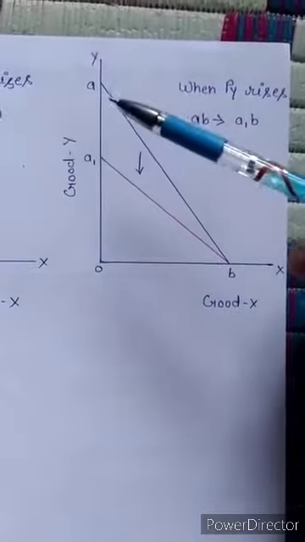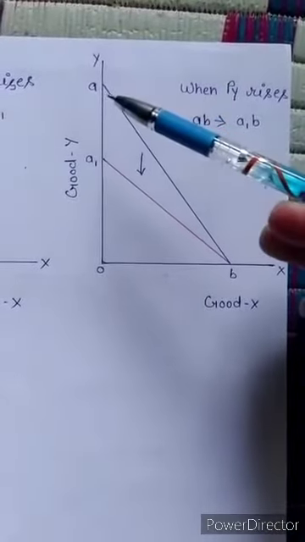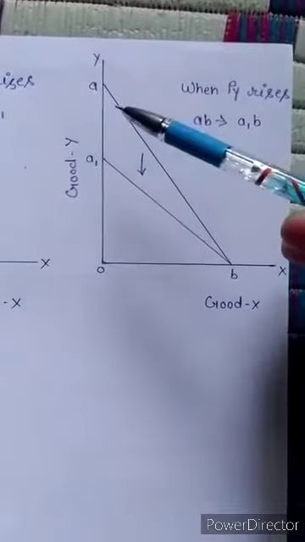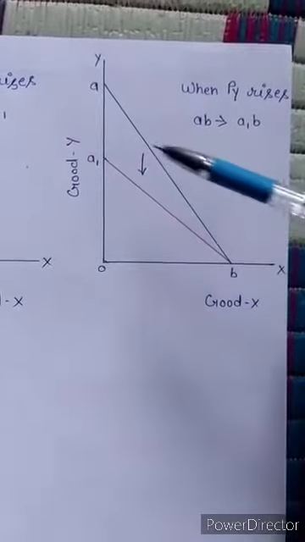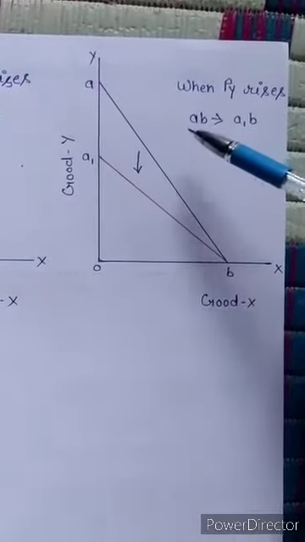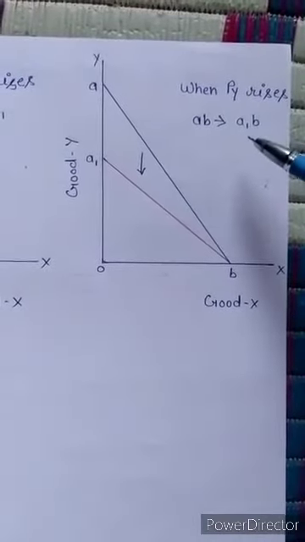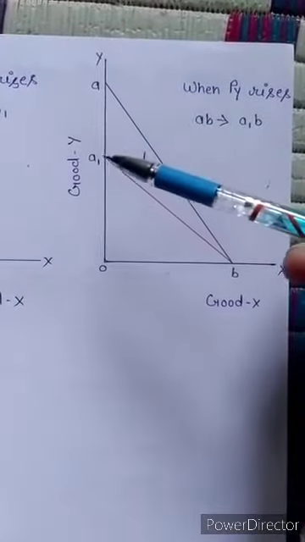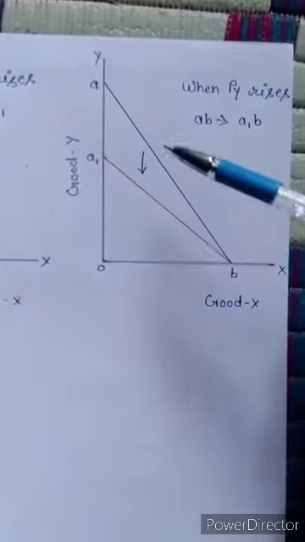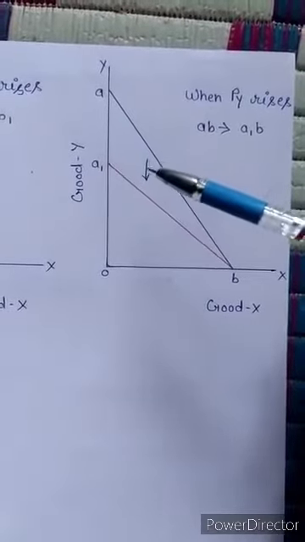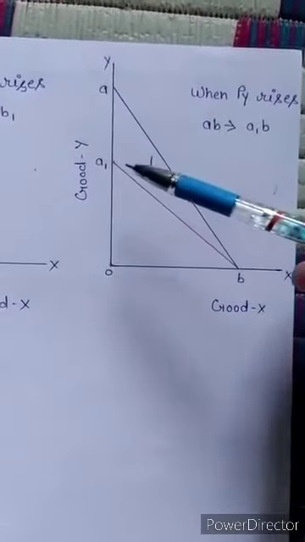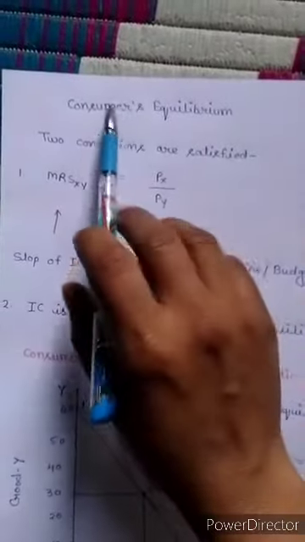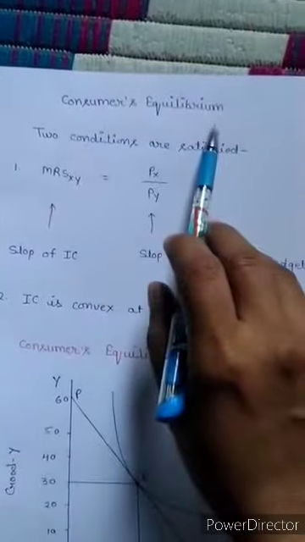In this condition, the primary budget line is AB. The budget line shifts or rotates from AB to A1B. It is clear that AB turns to A1B. It means that when the price of commodity Y increases, at the given income, the consumer can purchase fewer units of commodity Y. The next point is consumer's equilibrium.